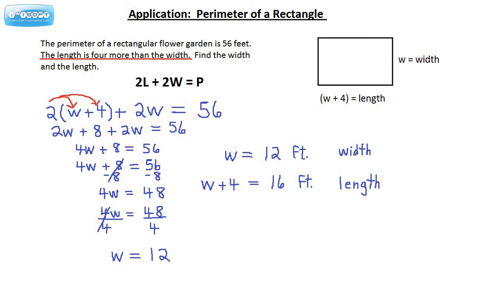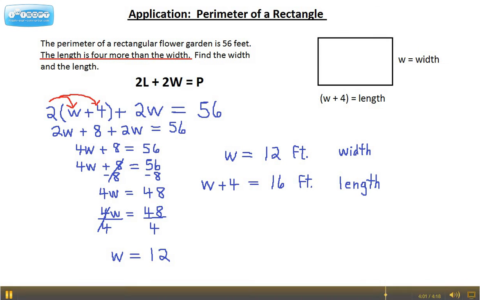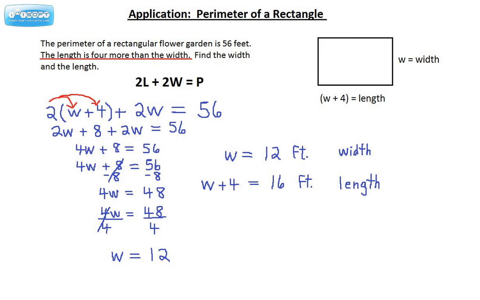So our perimeter of our rectangular garden was 56 feet, but we have worked out our equation and found that the width of our garden is 12 feet and the length is 16. And to check this, you can always put it back in the equation and see if you do get 56 feet as your perimeter.